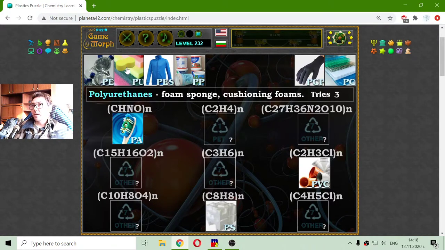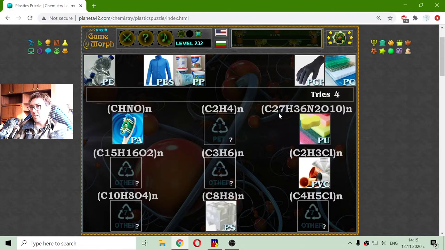The next one is the polyurethane, the polyurethanes. This is a type of plastic that is used for foam sponge and cushioning foams. Now I know that the polyurethanes are with this big formula here. This is 27 atoms of carbon, 36 atoms of hydrogen, 2 atoms of nitrogen and 10 atoms of oxygen. Again, repeating N times.